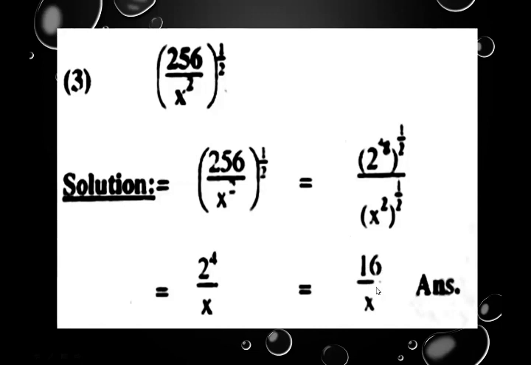Check it again. Is there any further possibility for simplification? No, because in the numerator we have only a constant, there is no variable, and in the denominator we have only 1 as the coefficient, and x is a single variable having one exponent. So there is no further possibility. So the answer is 16 upon x.